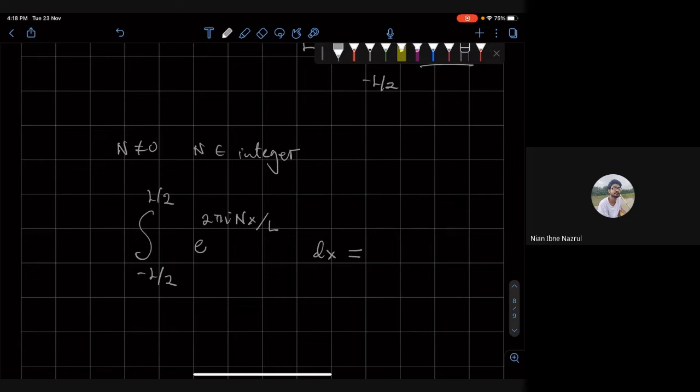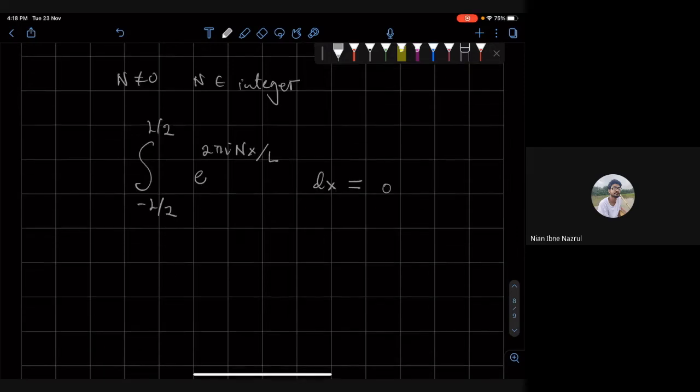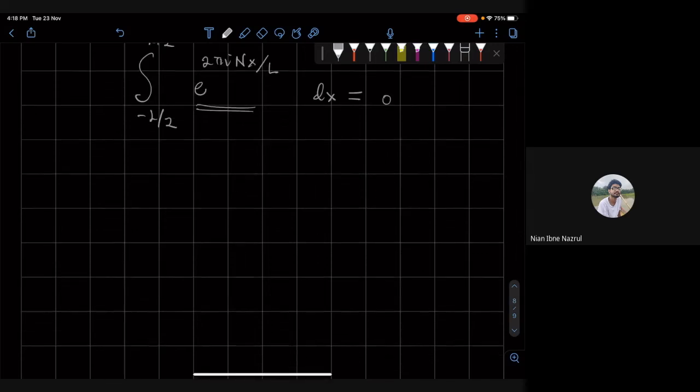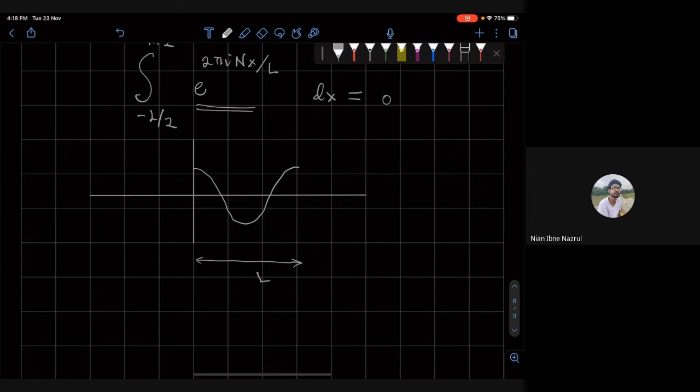Zero. Exactly. And that's because this guy has a real part and an imaginary part, right? The real part of this is just a cosine function, right? So if I have a cosine function, it looks something like this. And if this is the period of the cosine function, say L, then this is going to give you positive area, but that is going to be equal to the negative area in magnitude from here, right? So if you integrate over all of this, you're going to get 0.